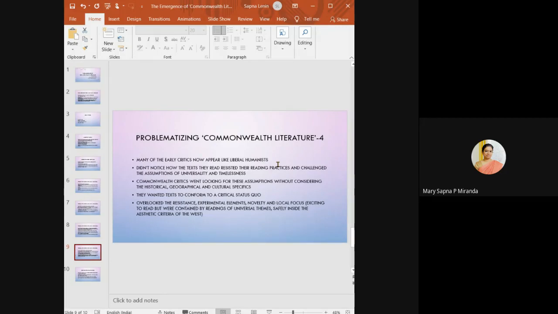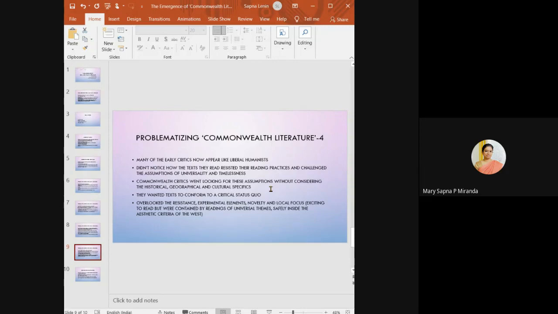But then these Commonwealth critics, what were they doing? They were looking for these assumptions. What assumption? Universality and timelessness, and they were not considering the historical, the geographical, and the cultural specifics. So they wanted these texts to conform, that is, to follow a critical status quo. Critical status quo, as in no change, same rule applies for everything.